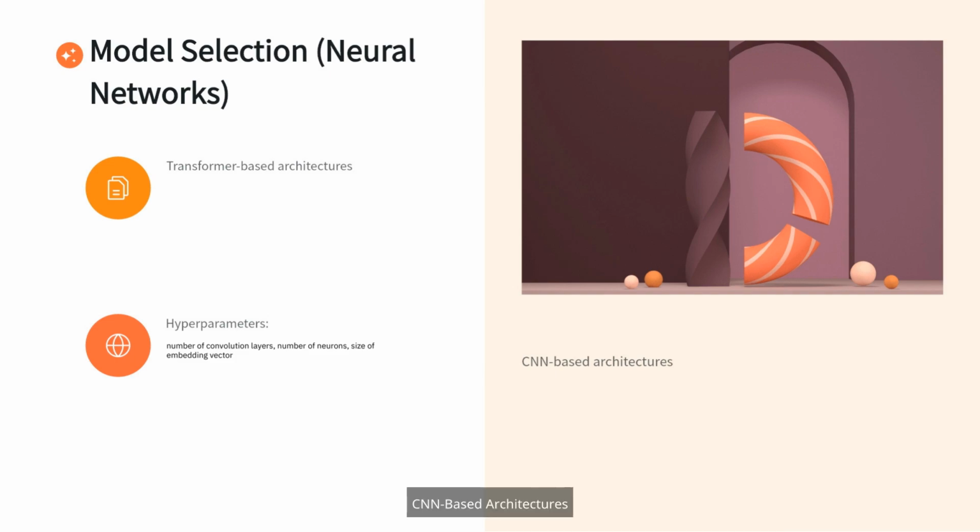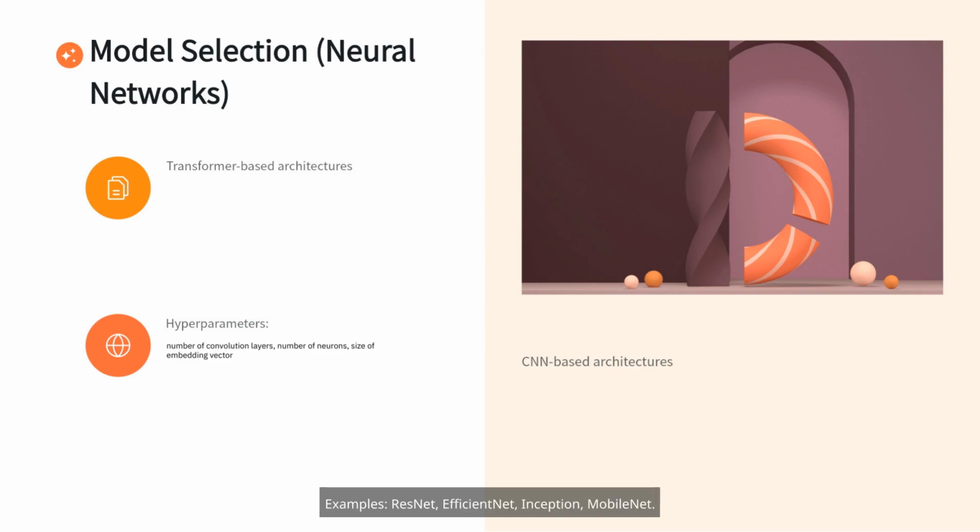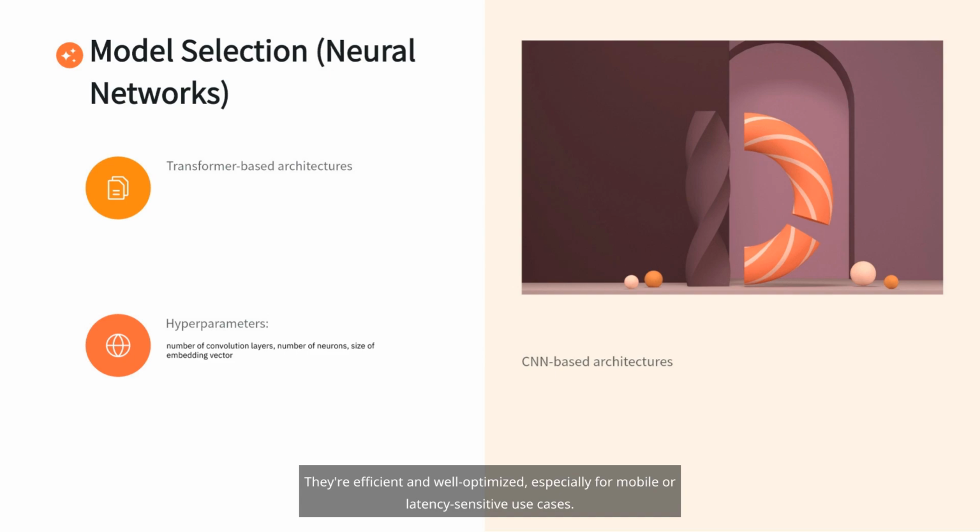1. CNN-based architectures. Convolutional neural networks, CNNs, have been the traditional workhorse of visual tasks. Examples: ResNet, EfficientNet, Inception, MobileNet. CNNs are good at capturing local patterns like edges, textures, and object parts. They're efficient and well-optimized, especially for mobile or latency-sensitive use cases. CNNs are especially strong if you're working with relatively simple or well-aligned images like e-commerce product photos. These are a strong default choice and are often pre-trained on ImageNet for faster convergence.